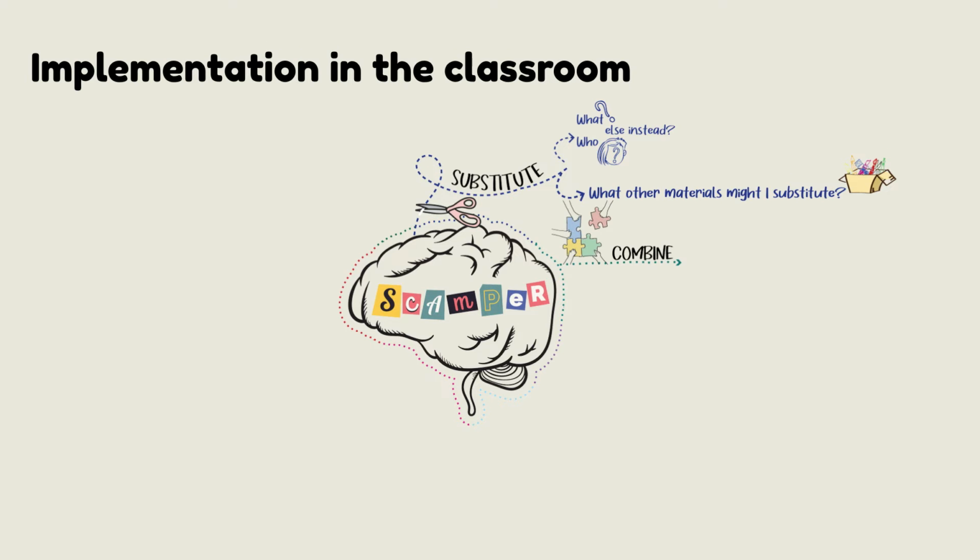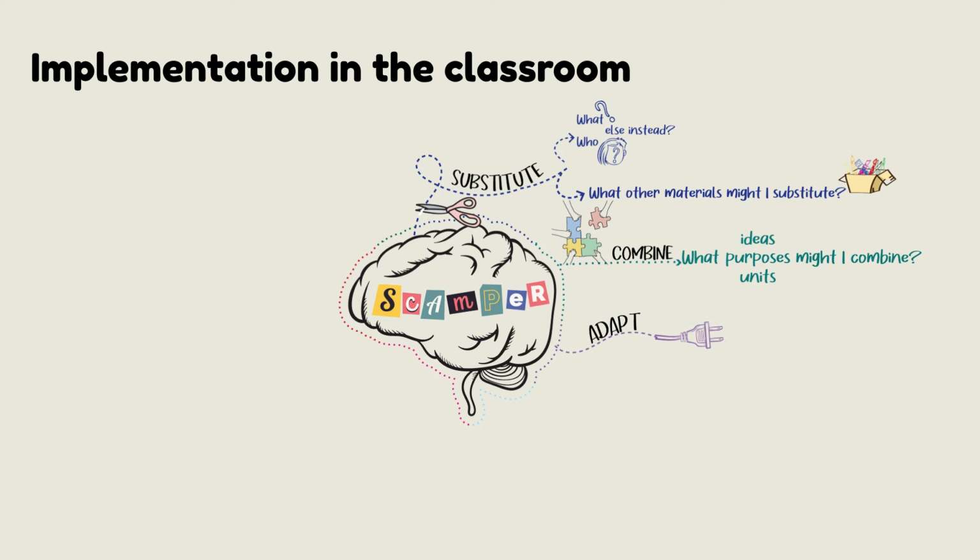C stands for combine. Think about combining 2 or more parts of the product or process to create something new or to leverage synergies. Typical questions are: what mix, assortment, alloy, or ensemble might I blend? What ideas, purposes, or units might I combine?